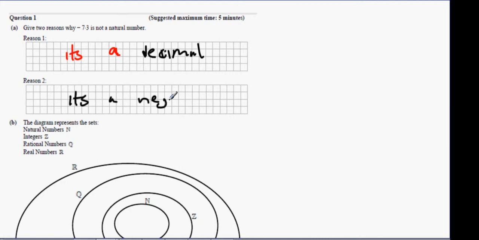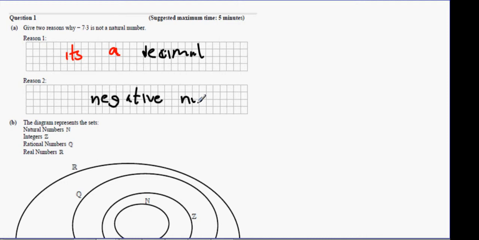So there's 2 things wrong. Okay? So it's a decimal and it's a negative number.